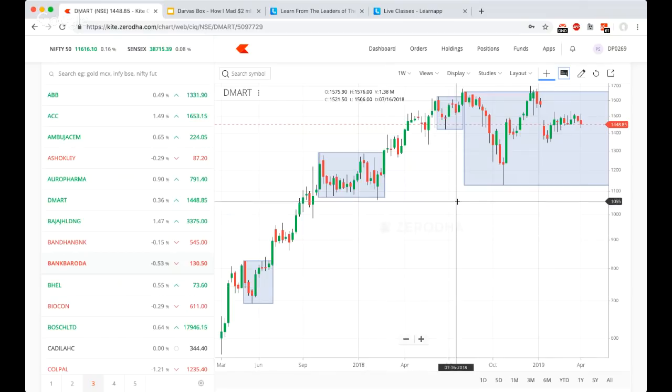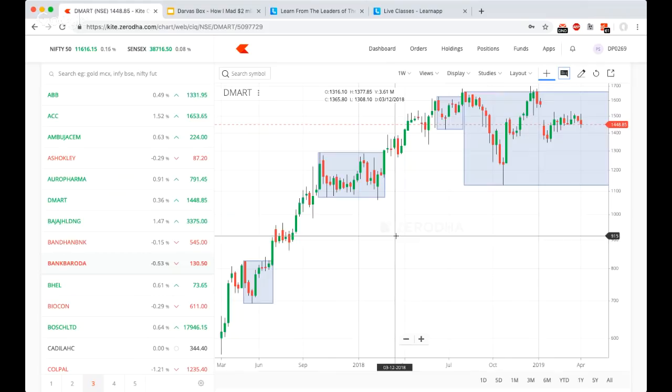The answer is no. No one can predict which stock will do well. No matter how much fundamental analysis you do, it's very difficult to know. The only thing you can do is trade 10, 20 stocks, and some of them are winners like DMart. Does that make sense? Yeah, just because of probability.